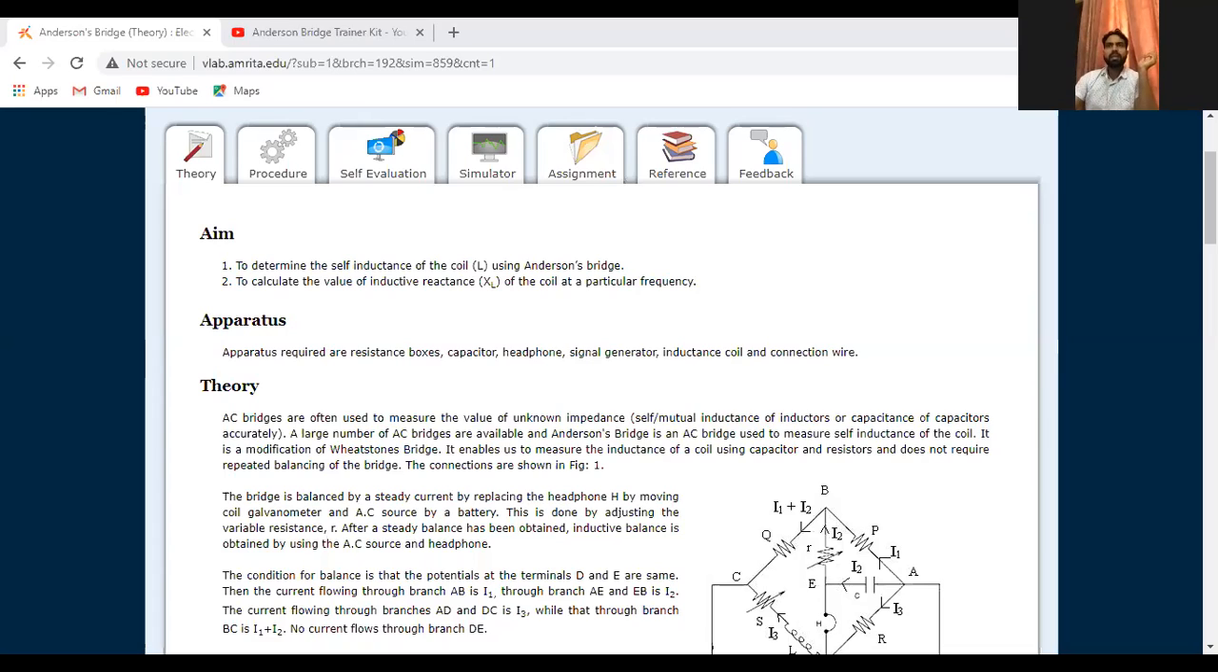This is done by adjusting the variable. So what we are doing? Headphone, moving coil, galvanometer, AC source by a battery. This is done by adjusting the variable resistance. अगर आप यहाँ पर देखेंगे, if you see here, here we can find out this variable resistances. So these are basically the variable resistances shown up here. तो यहाँ पर हमें variable resistances दिखाई देते हैं.